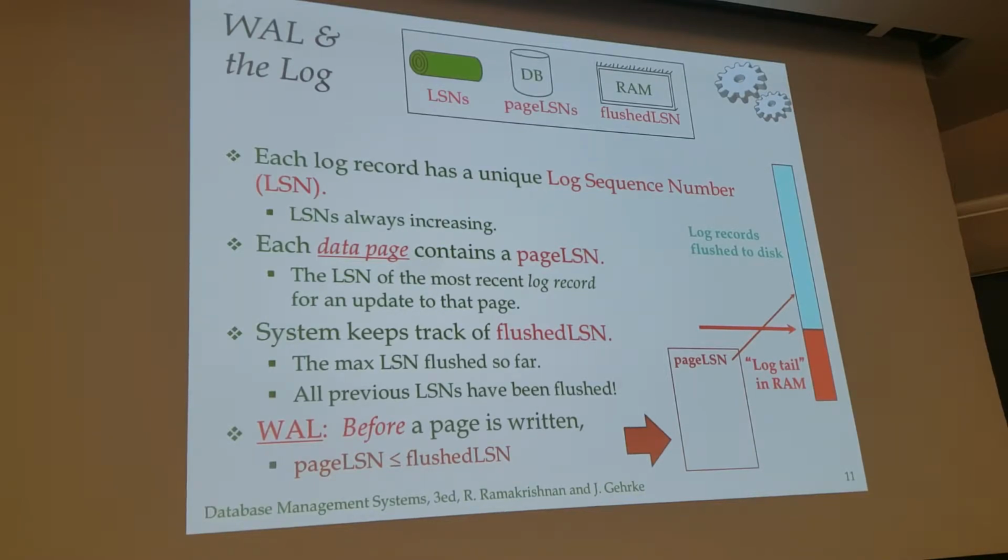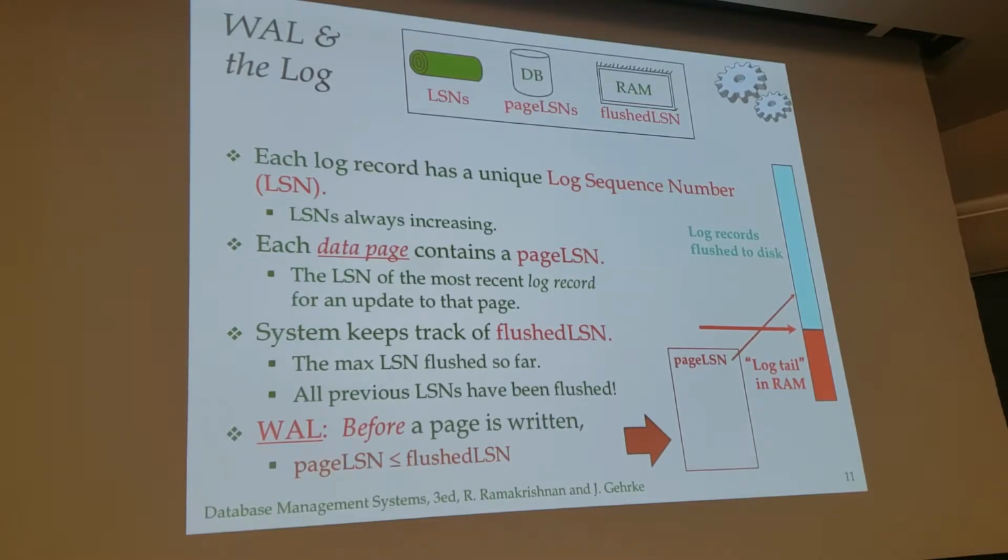And so we have this term page LSN, the LSN of the most recent log record for an update to a page. And you have this notion of flushed LSN, the maximum LSN that's been flushed so far. And again, LSNs keep increasing, and you never flush an LSN without all the previous stuff being flushed as well. And so the write-ahead log condition, the number one on the write-ahead log thing that we had on the previous page, says that before a particular page gets written, its page LSN, which again is defined over here, the LSN of the most recent log record for an update to that page, has to be less than or equal to the flushed LSN.